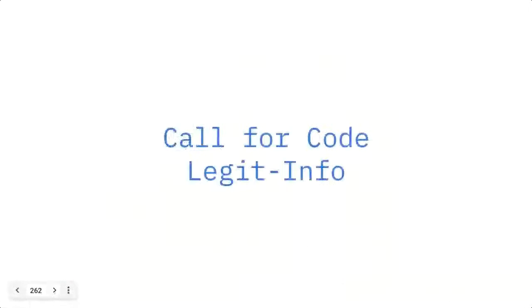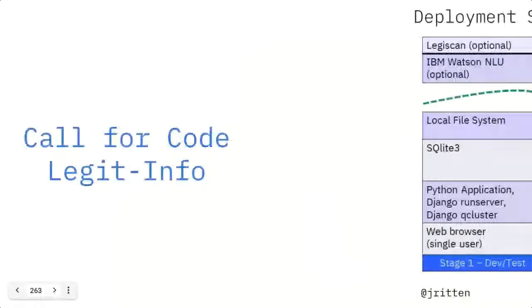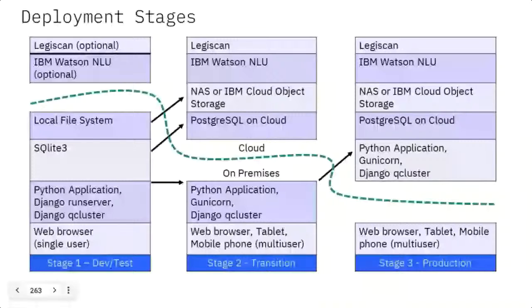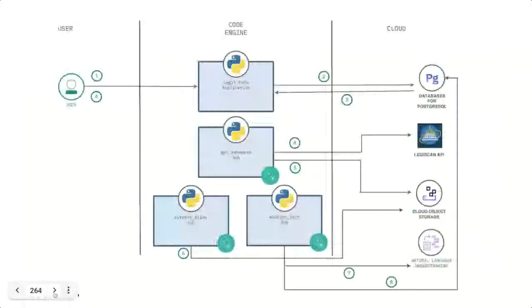And then Call for Code Legit Info. This is another example of all the things we've touched on, with different deployment models. So this is the architecture for Legit Info.